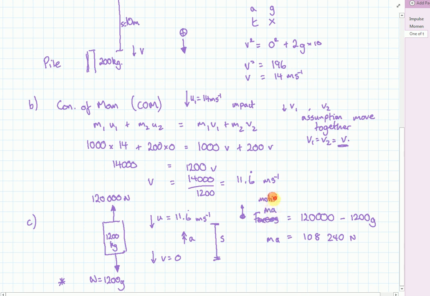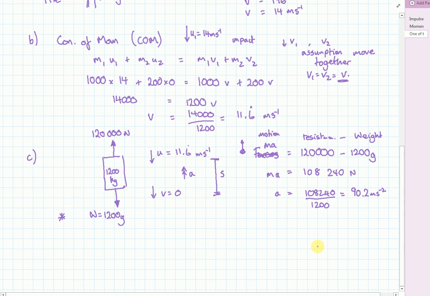So what we used to have was the motion and the forces acting. And that one was weight, and this is resistance. Sort out the acceleration, which is this number divided by the mass, 108,240 divided by 1,200, and that gives me an acceleration of 90.2 meters per second squared. Make sure I keep that number handy, in the memory of my calculator, because I need to use it accurately.